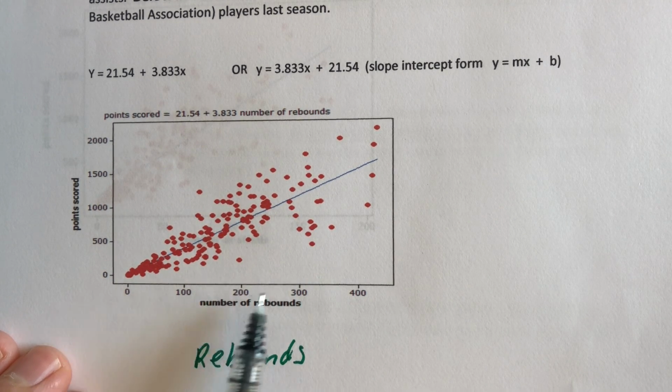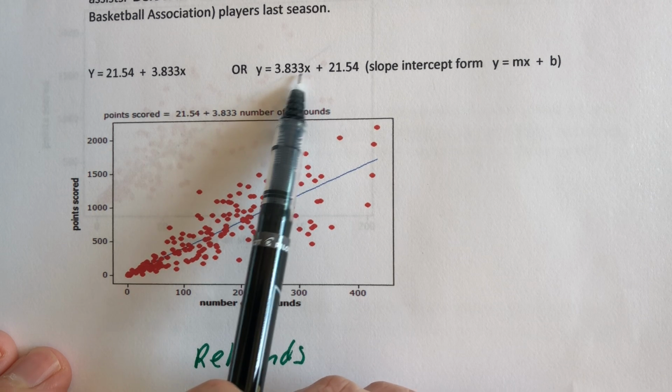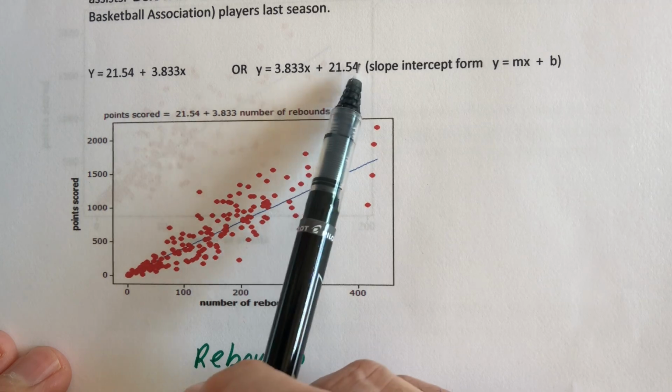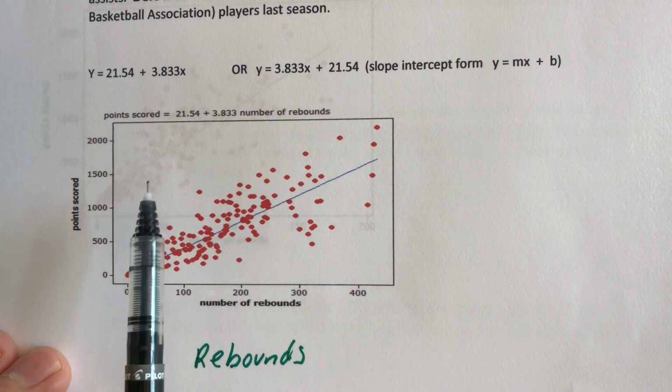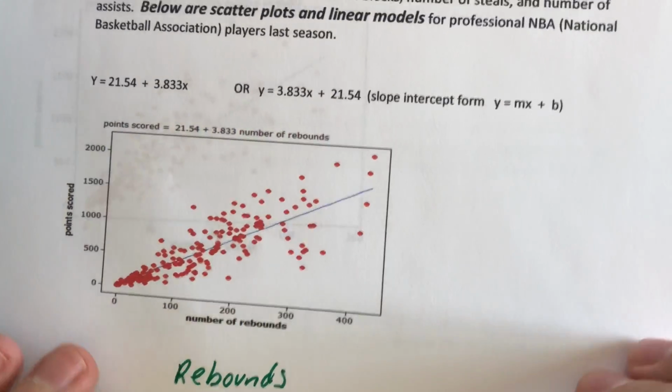If you picked a number along the x-axis, let's just say 200, you could put that number 200 in for x, and then evaluate this using order of operations. You'd multiply those, add that, and that would give you an idea of the total amount of points that player scored for the season. So that's how you interpret that scatter plot.